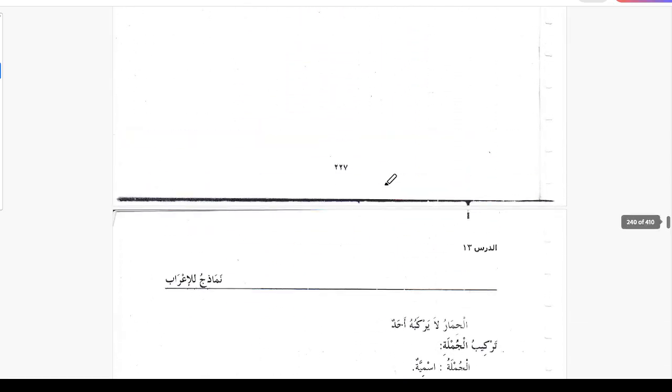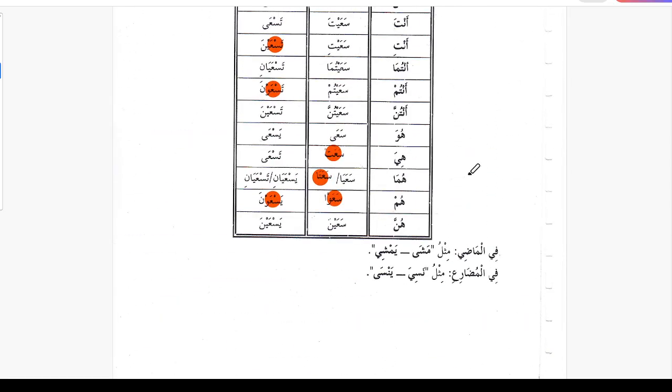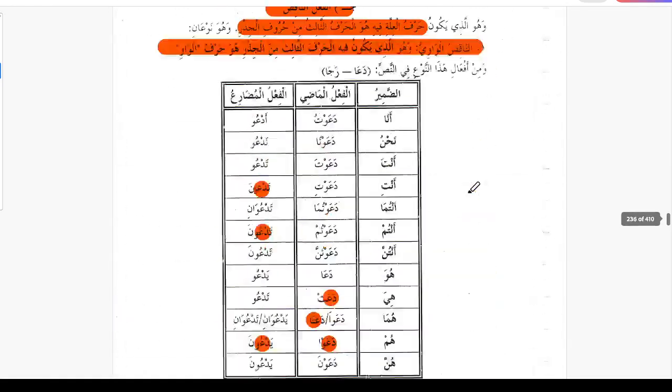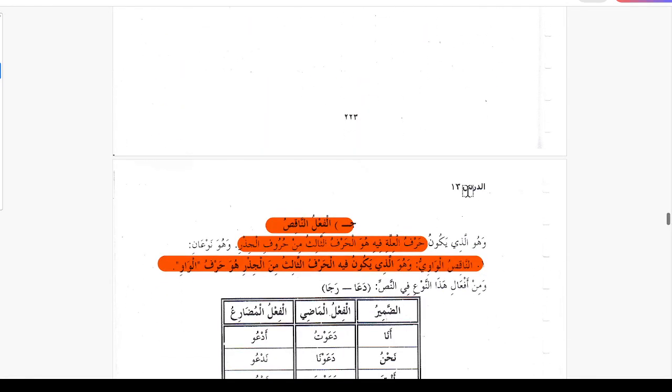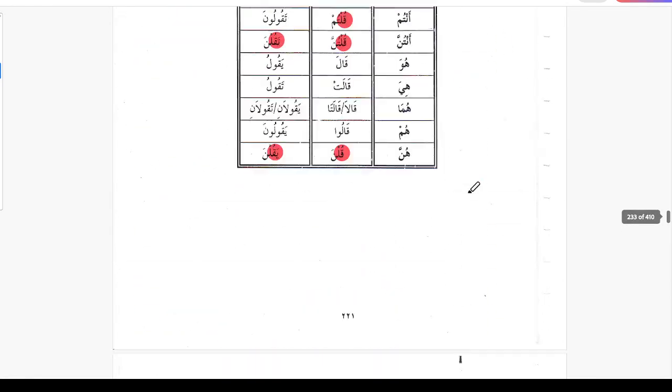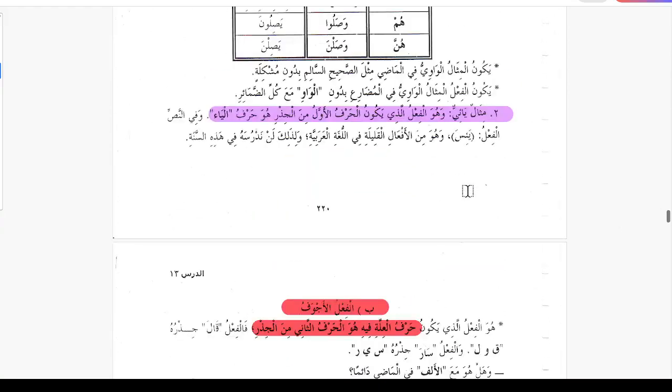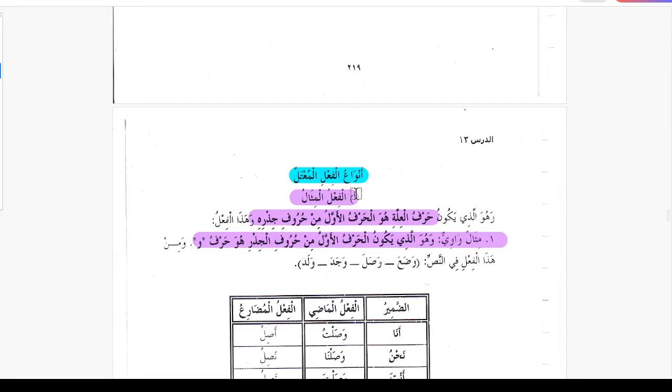Okay, so that is all about the affective and the defective verbs. These were the kinds. The affective we studied last time. So this is all about the defective verbs and their further subdivisions.